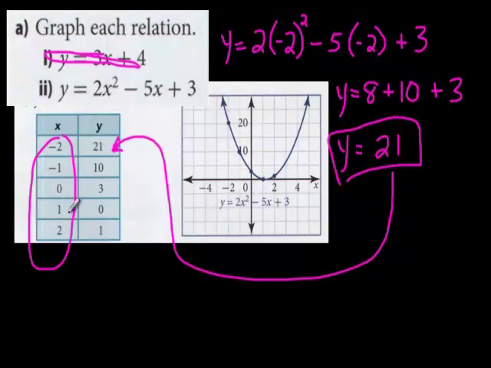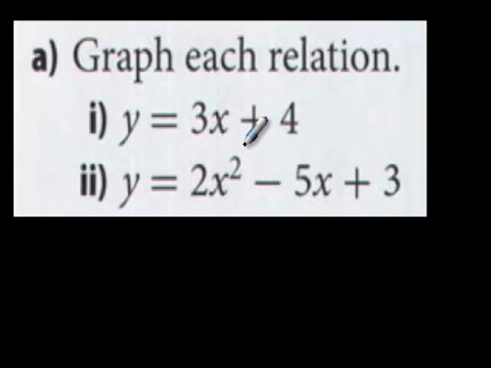If you put the negative 1 in there, the 0, 1, and 2, you would come up with values for y, and then you could plot them on that graph and quickly come up with a parabola. All right? Okay, the last thing is that, see that little 2 there in the 2x squared minus 5x plus 3? That little 2 means that this equation has an exponent of 2.